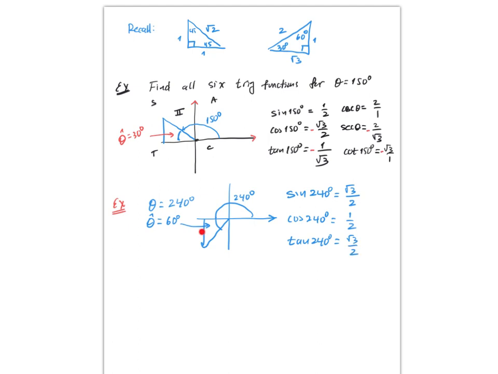Then, since this is in the third quadrant, and in the third quadrant only tangent is positive, which means this one is positive, and therefore this is negative, and this is negative. Now, remember that you already know sine of 240, you also know cosecant, right? So cosecant of 240 is just the reciprocal, so it should be minus 2/radical 3, and so forth here. Secant of 240 degrees is obviously going to be minus 2 over 1, and so forth.